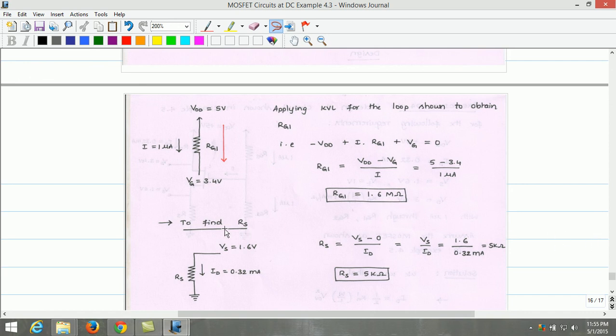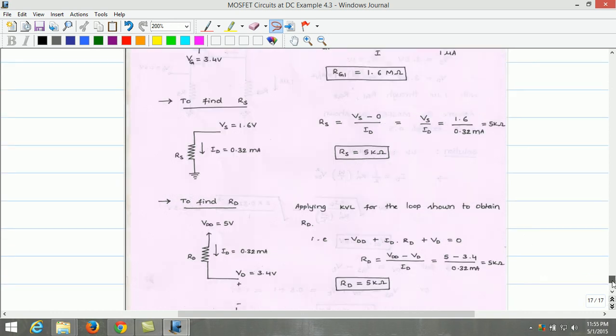Next, let us find the value of source resistance Rs. Again, rewriting the portion of the circuitry, the Rs equation can be obtained as Rs equals VS minus 0 divided by ID, because the other terminal is connected to the ground, therefore it is 0. Simplifying, Rs gives us VS by ID. Substituting the value of VS and ID gives Rs as 5 kilo ohm.